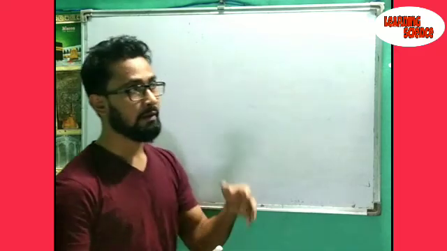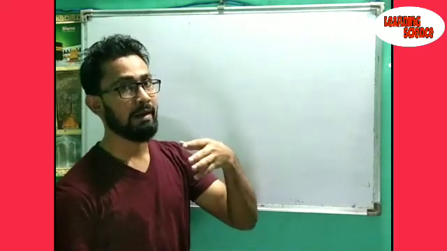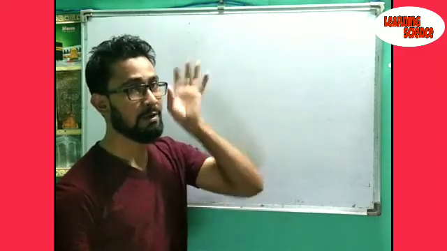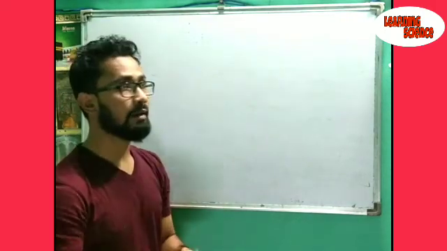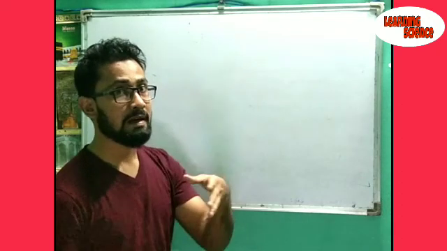So we learned that reflection of light is the bouncing back of light when light falls on an object. It gets bounced back, and this is called reflection. And we have also learned about some of the terminologies regarding reflection.